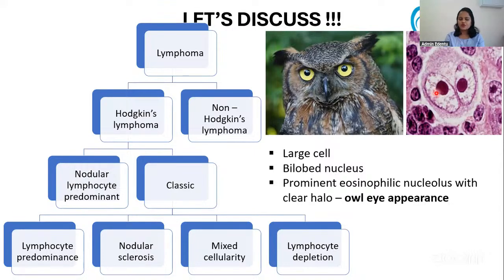Now, Hodgkin lymphoma can again be classified into two types. We have the nodular lymphocyte predominant and the classical type. The classical type is again divided into four types. Lymphocyte predominant, where you will see lots of lymphocytes, and nodular sclerosis, where lots of fibrous sclerosis can be seen in between the tumor cells. Mixed cellularity, where all types of cells can be seen. Lymphocyte depletion, a very dangerous form of Hodgkin's lymphoma, where scarcity of lymphocytes is usually seen.